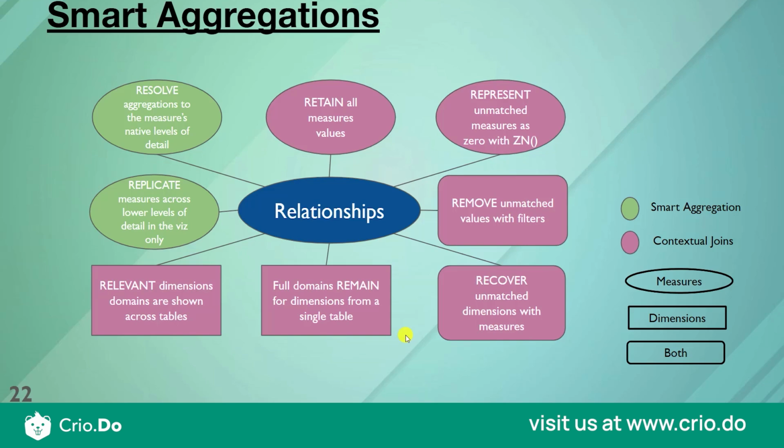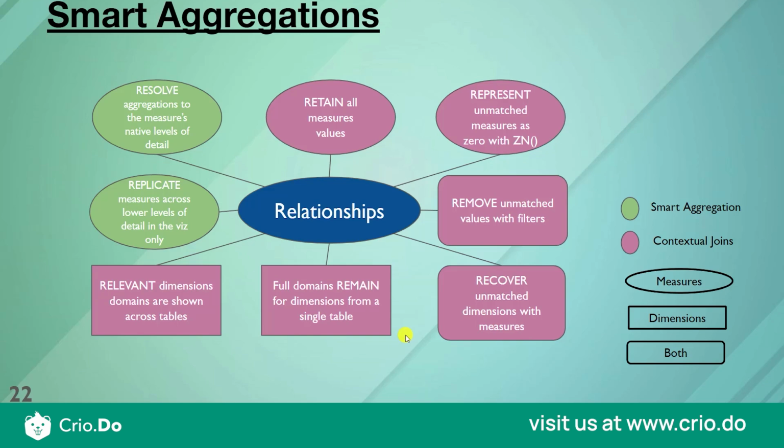The second one we have is replicate. Replicate measures across a lower level of detail in the viz only. That means this is also related to the measure. Replicate measures according to the viz, and it will go to the depth of the lower level of detail. That means it will go to the depth of the row. That is replicating measures according to the smart join. And you might understand it better when we do an example, but right now we're going with the basic definition of what is what.